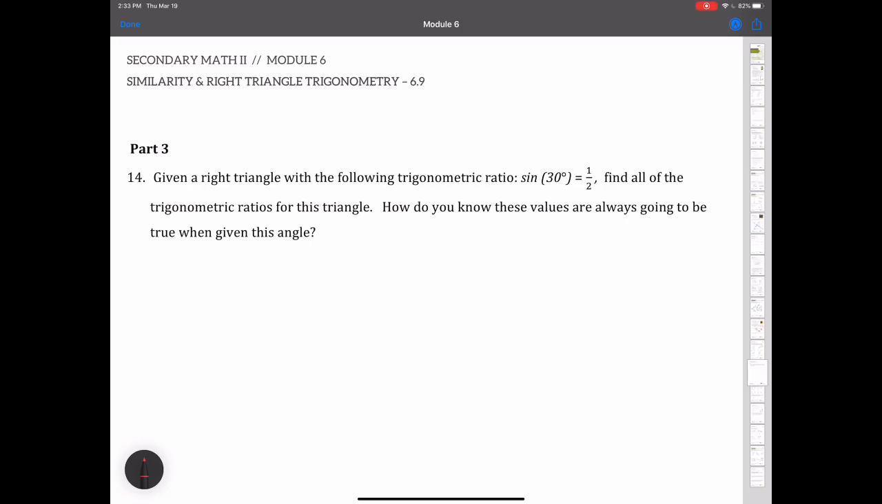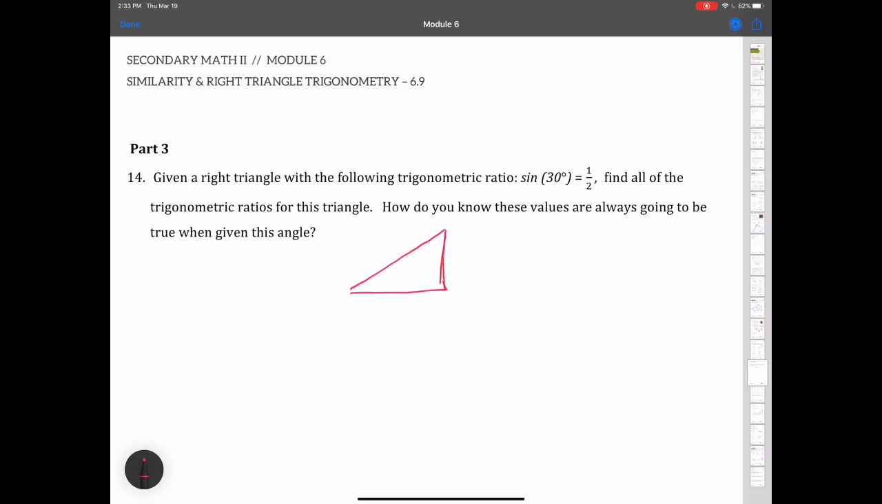Given a right triangle with the following trigonometric ratio, sine of 30 equals 1 over 2. Find all of the trigonometric ratios for this triangle. How do you know these values are always going to be true when given this angle? So let's do something here. First thing I like to do is I like to draw my triangle.